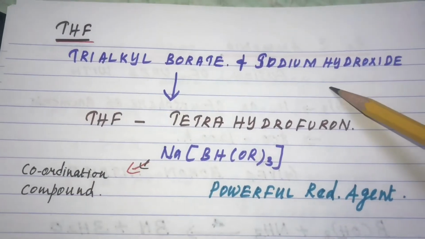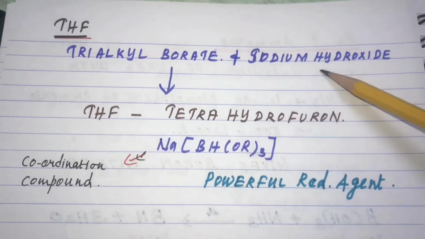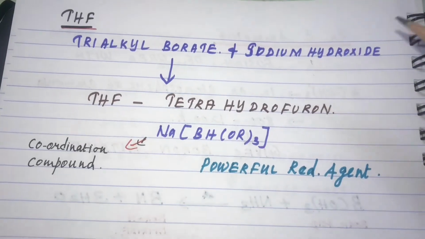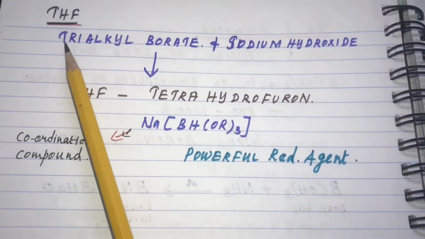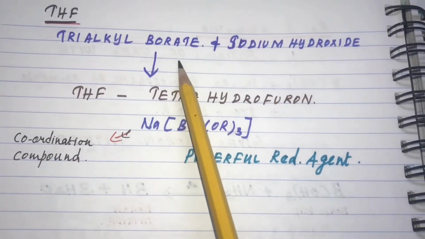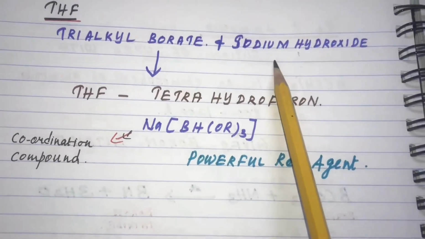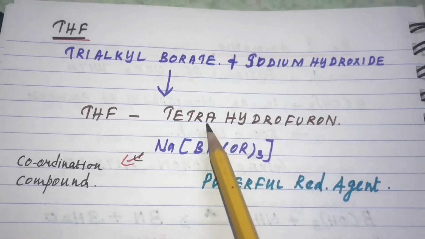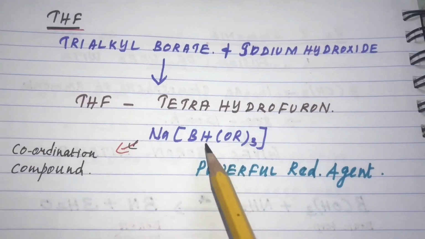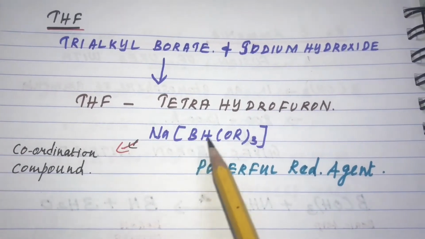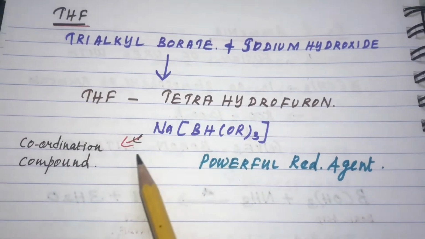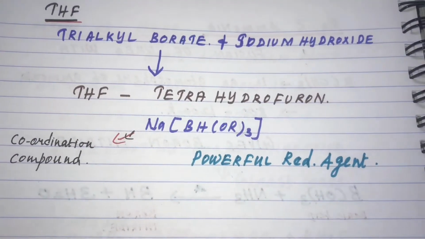It is a follow-up of the ethyl borate test. The ethyl borate product forms tetrahydrofuran, the coordination compound. The trialkyl borate, when it reacts with sodium hydroxide, forms THF, one of the powerful reducing agents, NaBH(OR)3, a coordination compound. It acts as a powerful reducing agent.